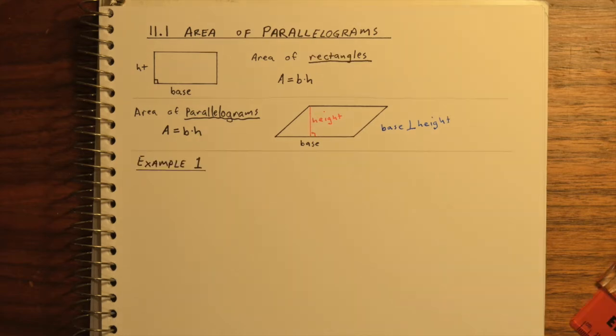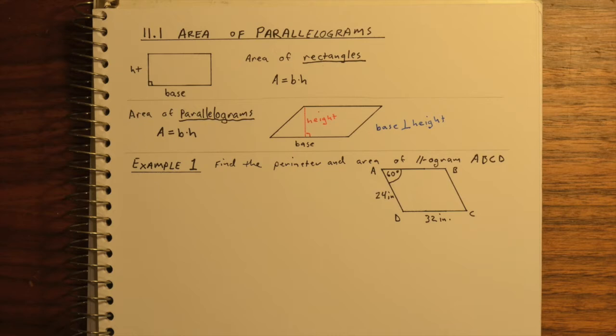So let's look at an example. Let's say we have this parallelogram. We've got a 60-degree angle and a base length of 32, and one of the other sides is 24. We want to find the perimeter and the area. We know opposite sides are congruent, so BC is 24, AB is also 32.